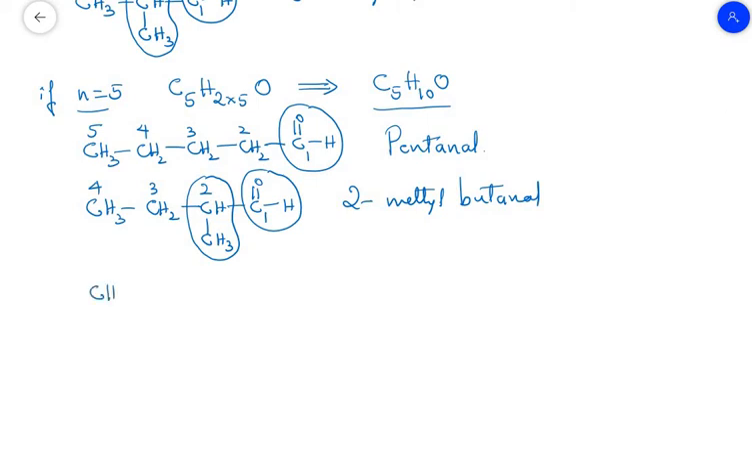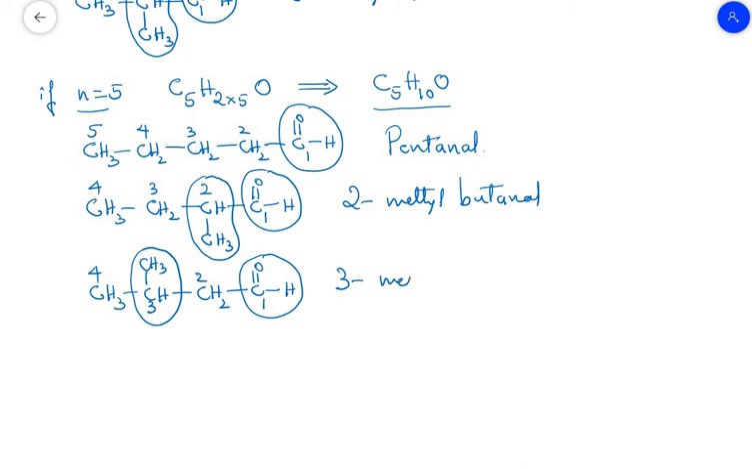Now the same methyl group I can keep on carbon 3. So therefore the structure becomes CH3, CH single bond CH3, CH2, then followed by C double bond O and H. This is the functional group aldehyde, terminal 1, 2, 3, and this is the fourth carbon. So we are having a substituent which is present at third position. The name of the compound becomes 3-methyl butanal.